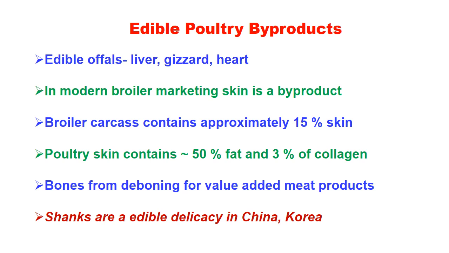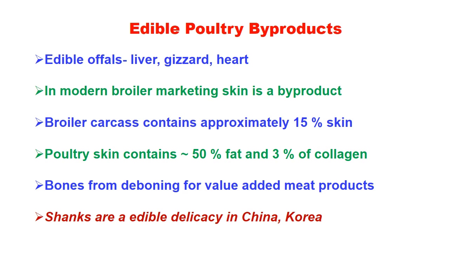Similarly, broiler carcass contains approximately 15% skin. So when we remove the skin for selling the meat, this is a huge quantity, so this needs to be properly utilized. That's what I'm going to talk about later. And in this skin we have about 50% fat and about 3% collagen. So this collagen can be processed for better use, such as collagen hydrolyzate or making gelatin.